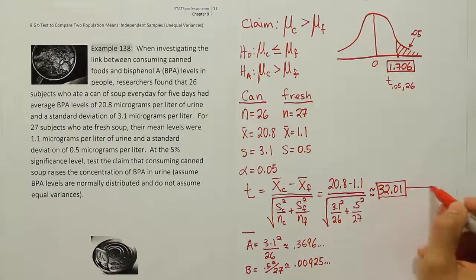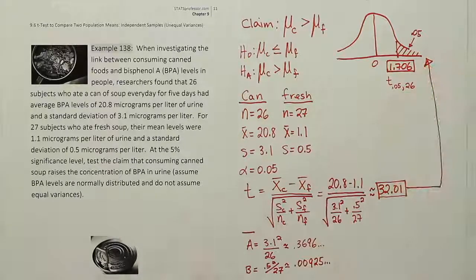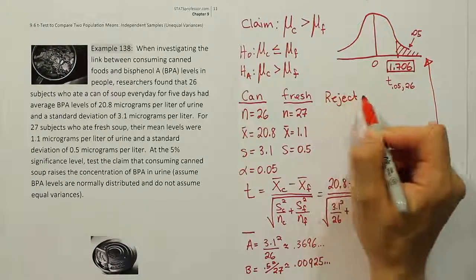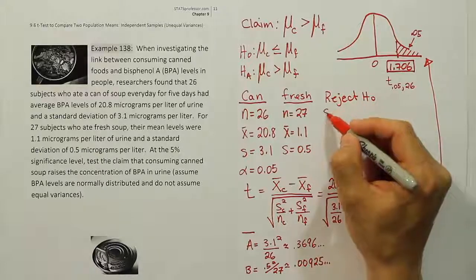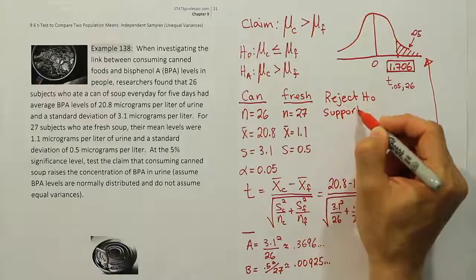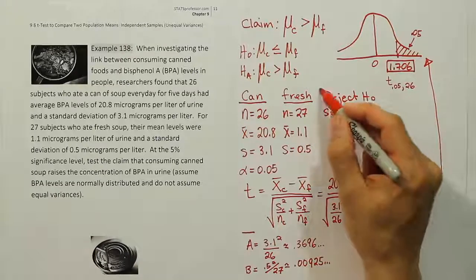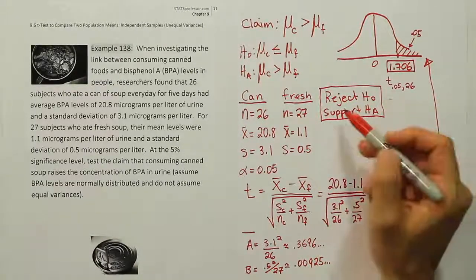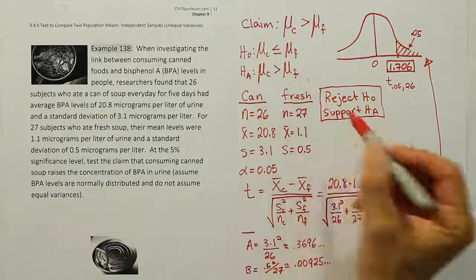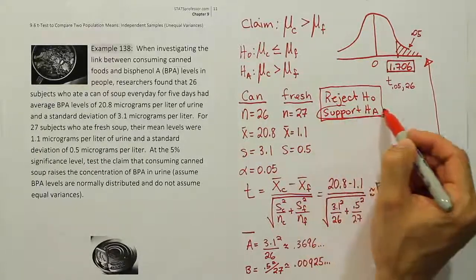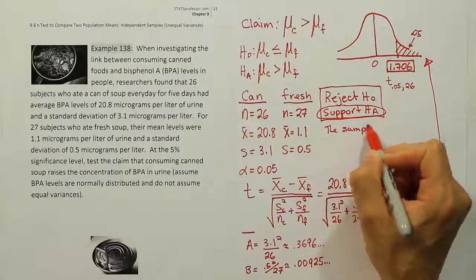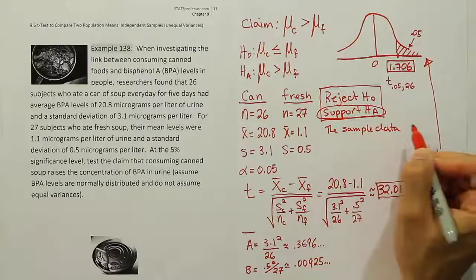Clearly this test stat of 32.01 is well within the rejection region. Because of that, we conclude that we should reject the null hypothesis and therefore support the alternative hypothesis. Because the claim is the same as the alternative, you're saying that you support the claim. So the sample data supports the claim.